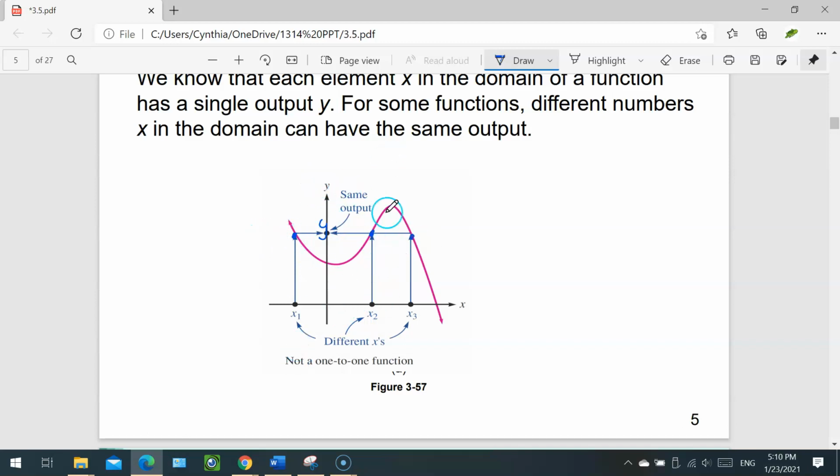This is a function because it passes the vertical line test. Function, yes. Is it a one-to-one? No, this is not one-to-one because 3 different x values share the same y value. In that case, this is not a one-to-one.